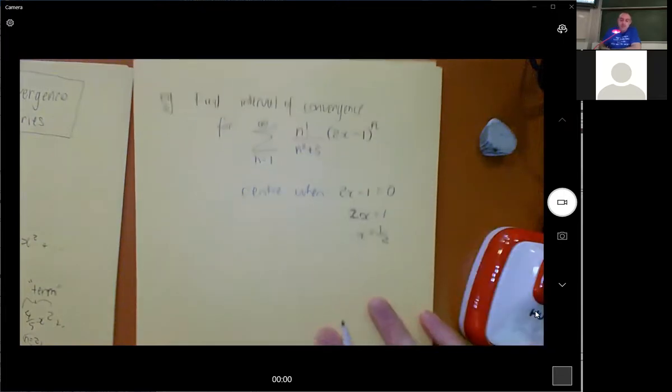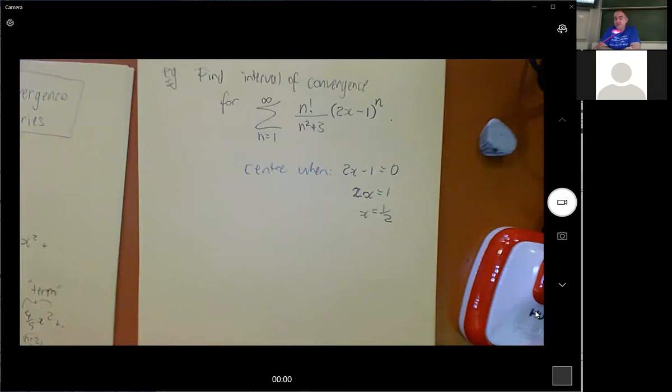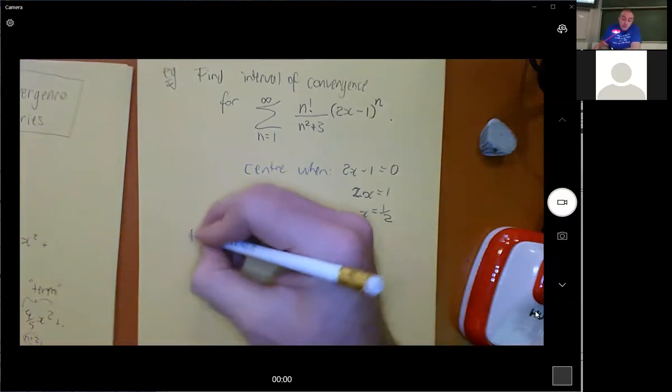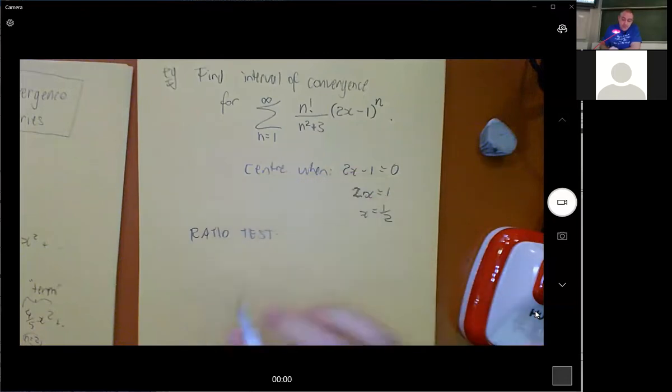Okay. So I'm going to find the interval of convergence for this, which means I need to find which x's make it converge. And technically, which x's make it not converge. And so the ratio test is one of the easiest ways to do that, because it's the only one of those tests I can use with an unknown x. And so I'm going to do the ratio test.